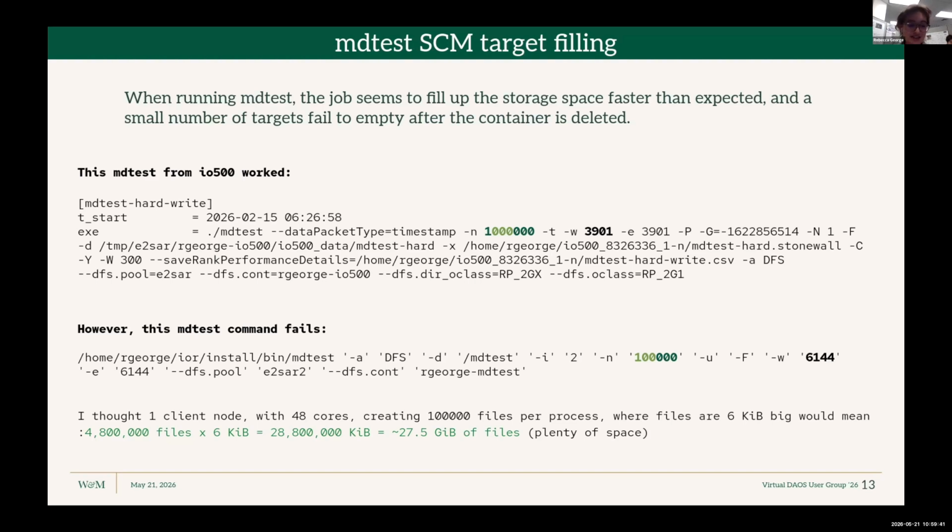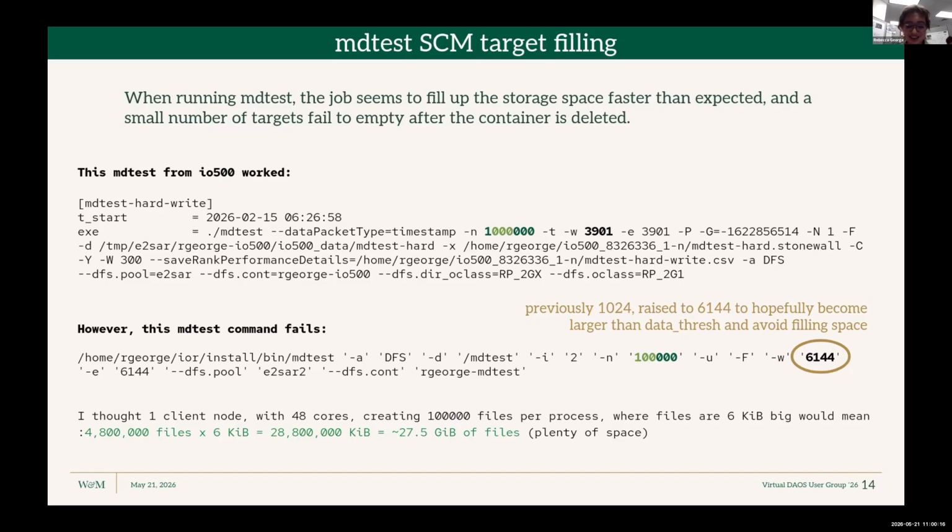So we thought like this client node, which we were using 48 cores, we've been using 48 cores also for the IOR and the IO500 and MD tests. And then for 48 cores, creating 100,000 files per process, which were here 6 kilobytes big, would mean only 27.5 gigabytes for just the files data. So there should be plenty of space somewhere.